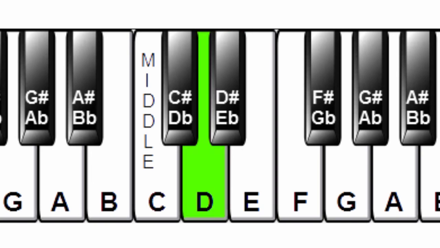Starting on D, 1 half step up, the next half step up would be the next note up from D sharp, which would be E. There you go. So a whole step above D is E.